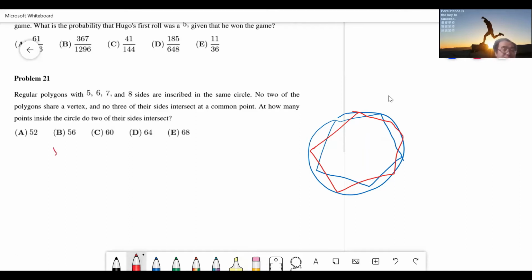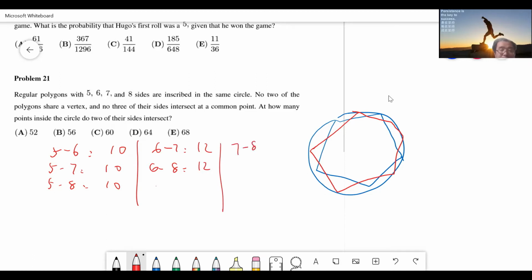So you can see 5 and 6 give us 10 points, right? Similarly, 5 and 7, you're going to have 10 points. 5 and 8, you're going to have 10 points, right? If you look at 6 with 7, that gives us 12, 6 and 8 give us 12, and eventually 7 and 8 give us 14 intersecting points. So added together, we got E, 68.